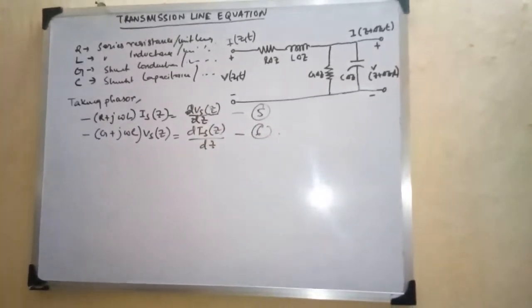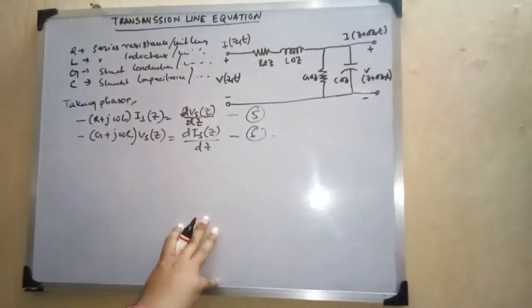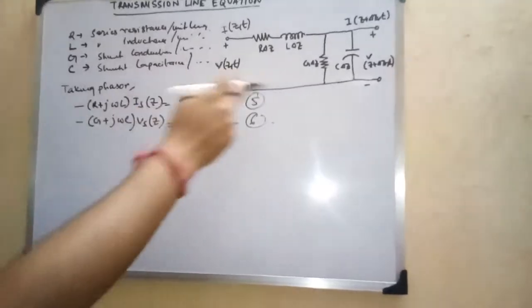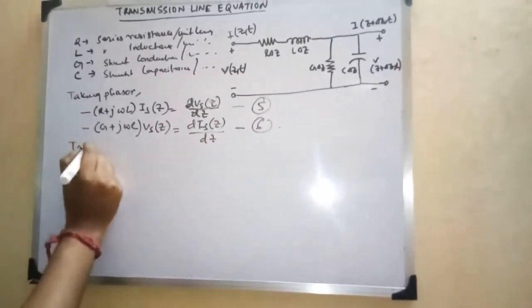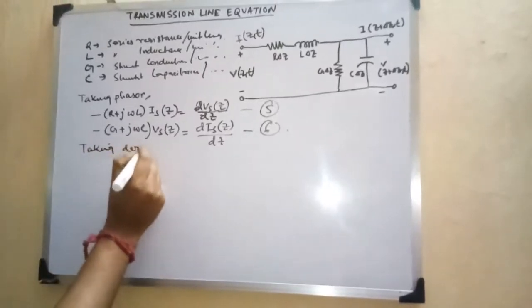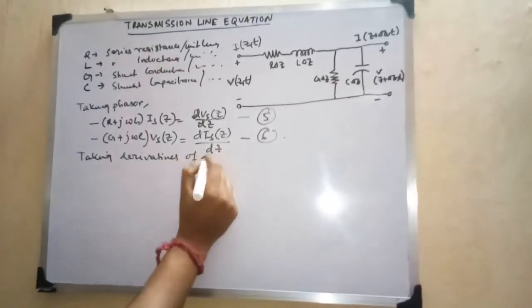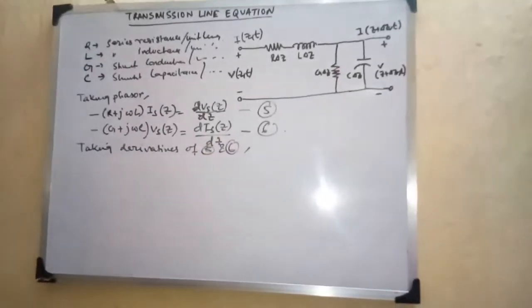Now these are the first order derivatives, as you can see in these equations. We will now take the differentiation of the second order. So we will differentiate equation number 5 and equation number 6. We will take the derivative of 5 and 6 now.